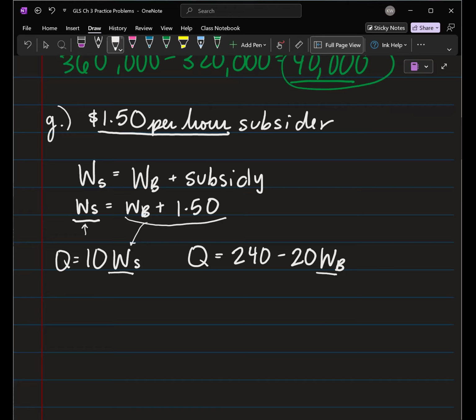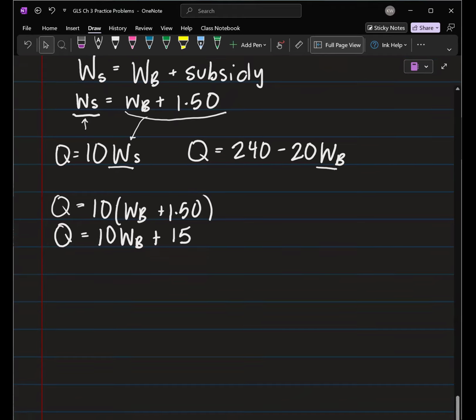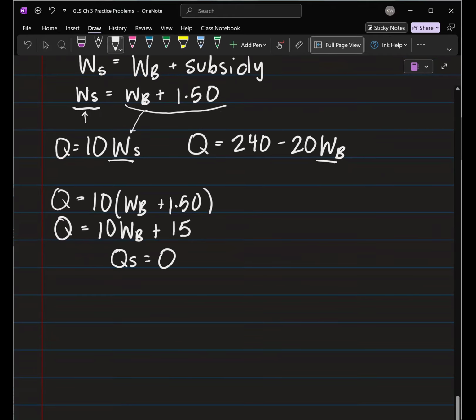All right, so doing this substitution, our supply equation becomes quantity supplied equal to 10 times the wage that buyers pay plus $1.50. Note that this 10 is outside the parentheses, so it's distributed across all the terms here. So we have quantity supplied equal to 10 times the wage that buyers pay plus 10 times 1.5, which is going to give us 15. Next, we're going to set quantity supplied equal to quantity demanded. That gives us 10 times the wage that buyers pay plus 15 equal to 240 minus 20 times the wage that buyers pay.